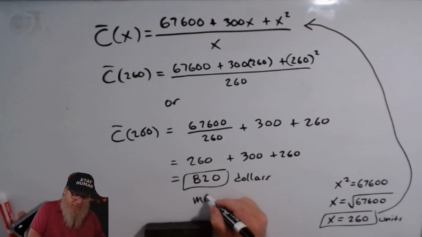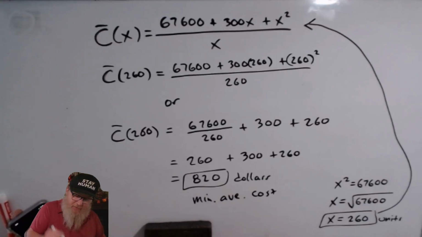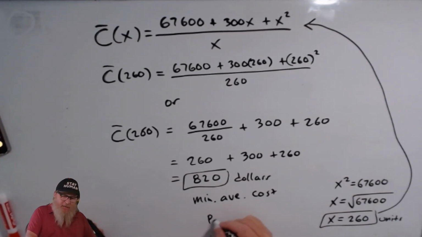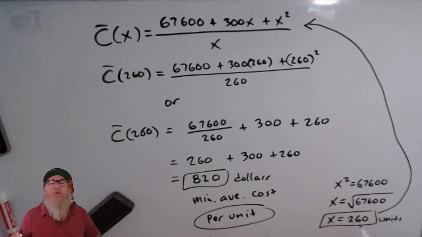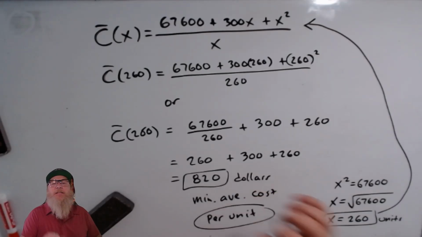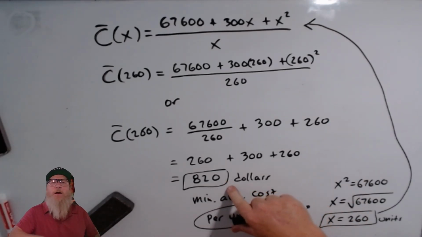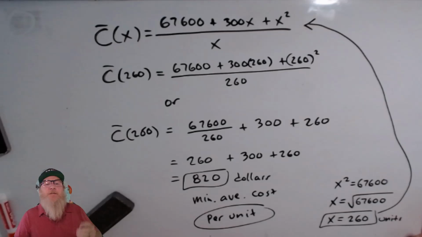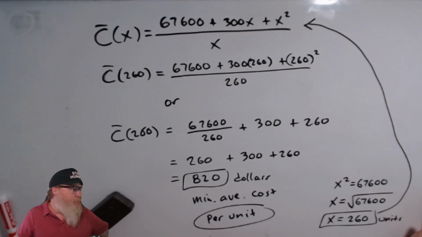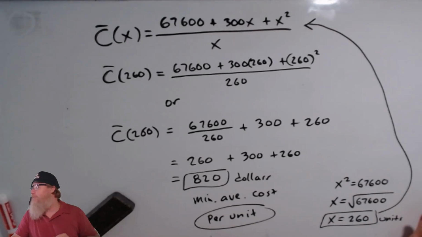And that's the minimum average cost. Again, this is per unit. So we're basically saying if we order 260 units, or we produce 260 units, then our average cost is minimized to $820 per unit. So that means that's probably the size of the order we should make, if we want to save money, want to minimize our average cost. So there you go. That's the best we can do with minimizing the average.